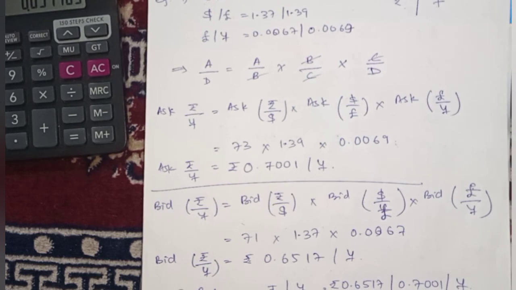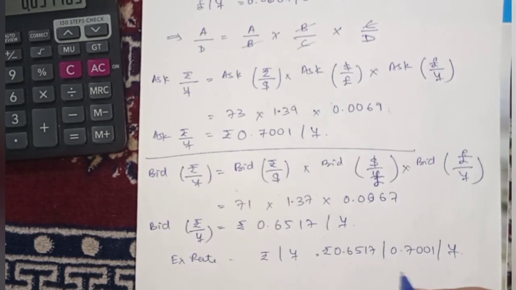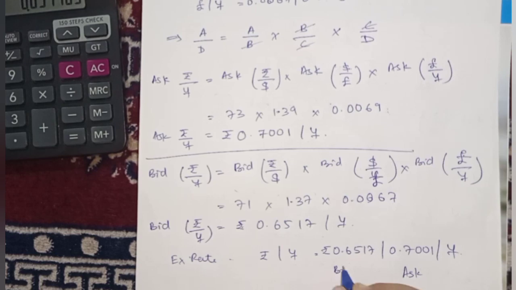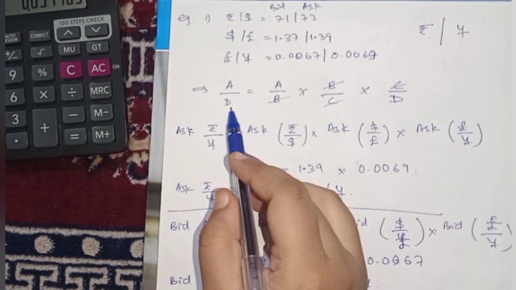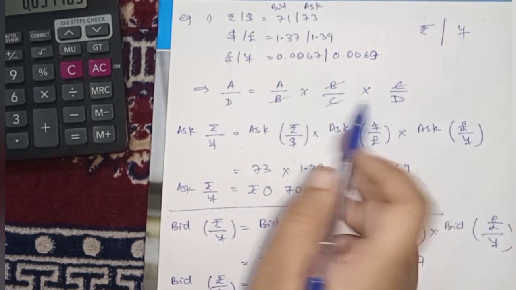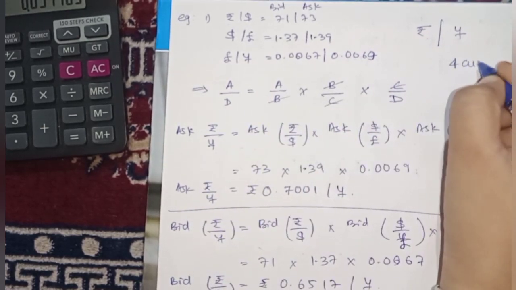The statement which I have made earlier, that ask rate will always be greater than bid rate, is satisfied here also. So this is the equation you have to frame when you are given four currencies.